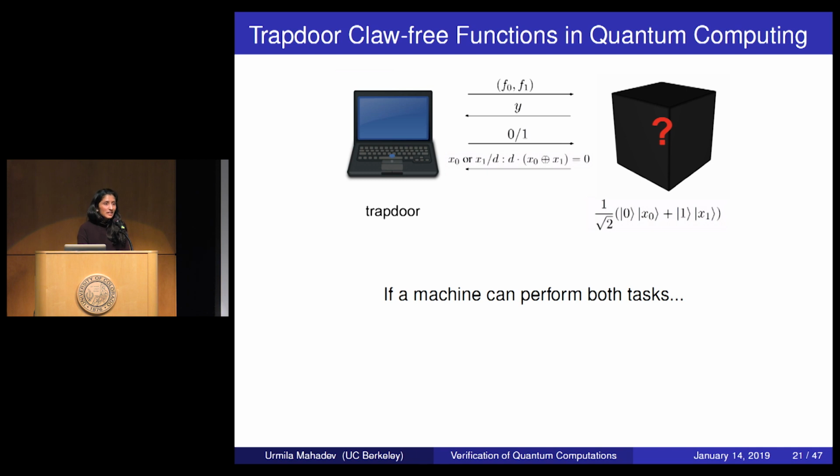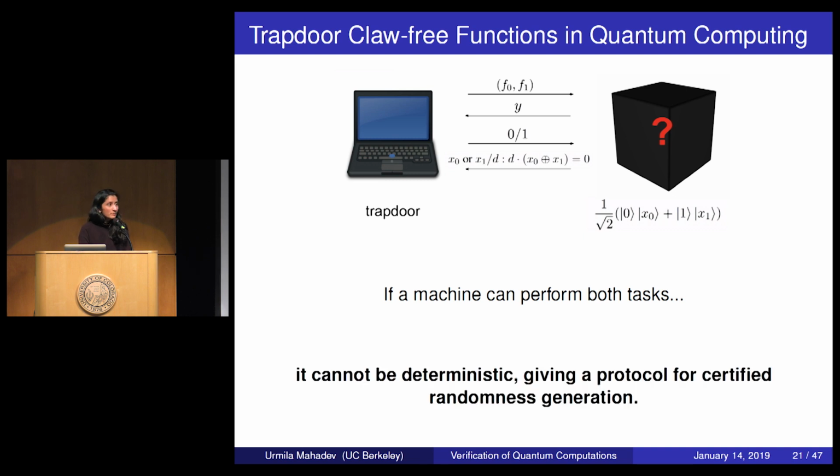And that's because if a machine passes this test, so if he can perform both tasks, but he's deterministic, then I have the same rewinding argument. I can say he holds both a pre-image and a string D, and he's violating the adaptive hardcore bit requirement. So that gives a protocol for certifiable randomness generation.